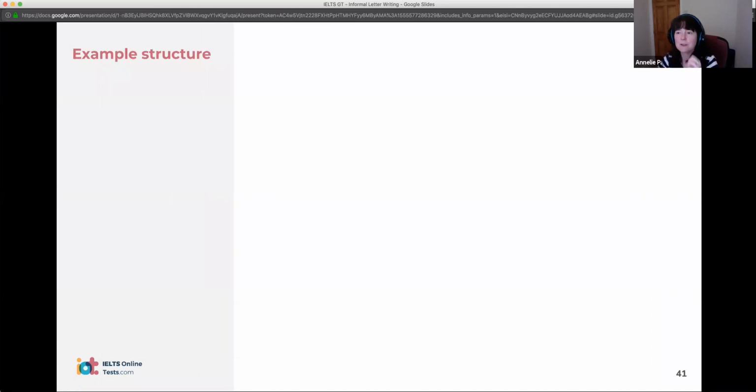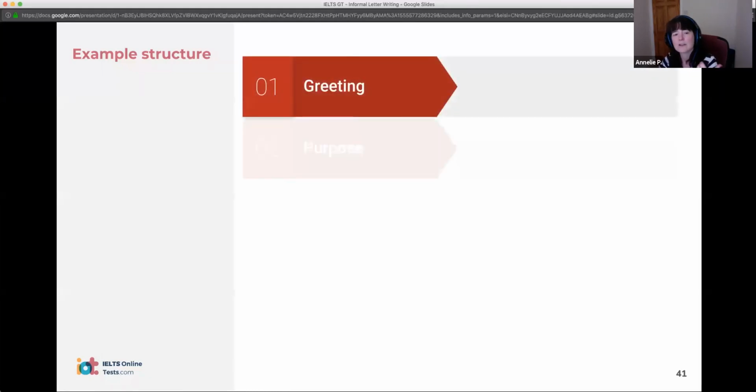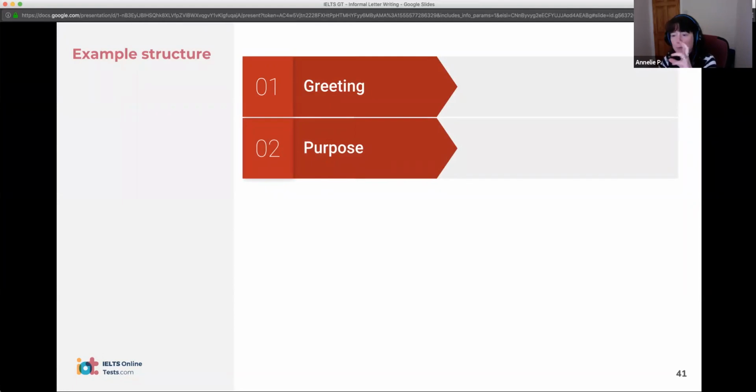So what's the typical structure for a letter? What do you need to put at the beginning? How are you going to organize your letter? Okay, very good, Vladimir. So we're going to put the greetings at the beginning, or the salutation. Then we're going to have an introduction. Okay, yeah, so that's the purpose, remember, very, very important to give the purpose.